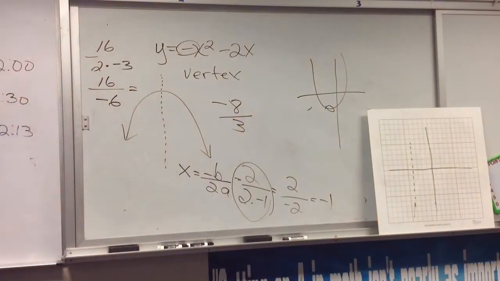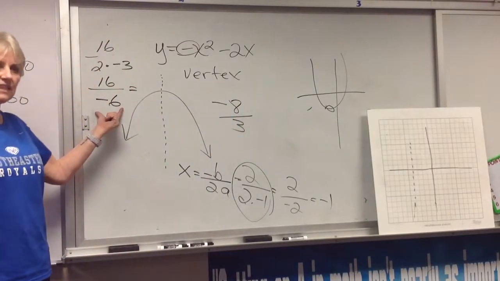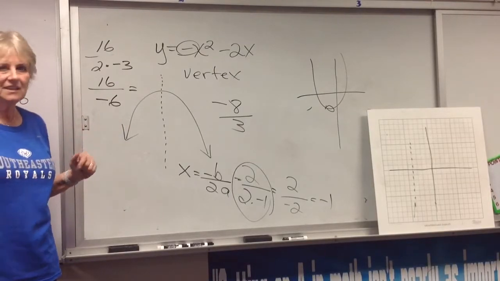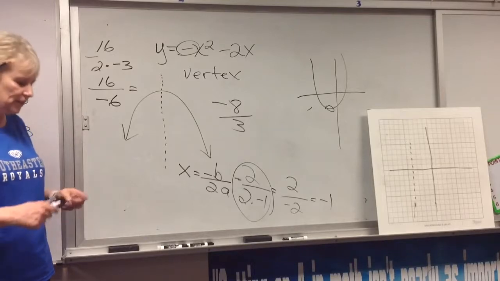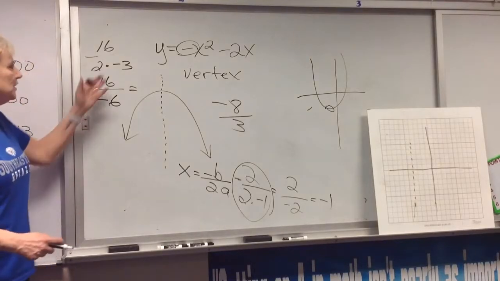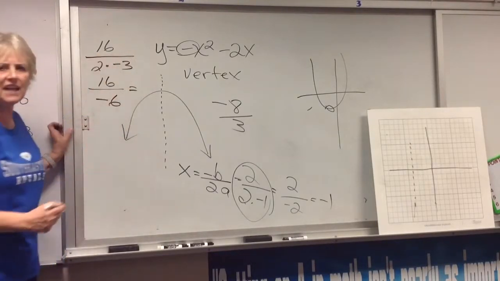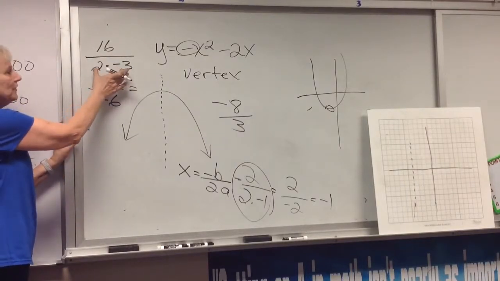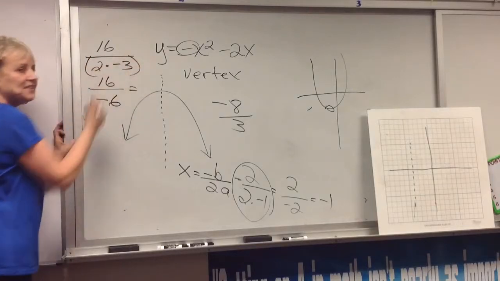Negative 16 over 6 is negative 8 thirds. You can't get that on your calculator unless you learn how to use the fractions. What your calculator does not understand is that you have a denominator here. Josh, you have a denominator here that needs parentheses.